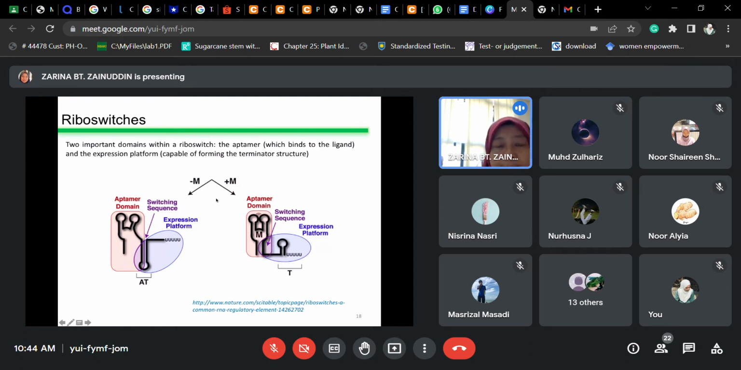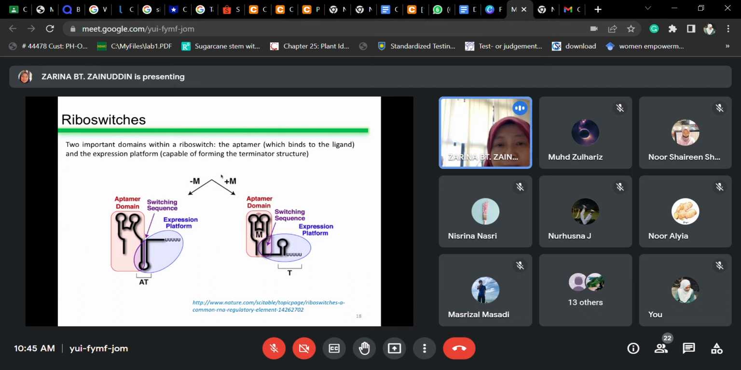So imagine in the riboswitch, it has the first domain, which we call the aptamer, and then another part we call the expression platform. This aptamer domain is where the ligand will bind. This M here represents the metabolite, the ligand. So the aptamer part is where the ligand will bind, while the expression platform is capable of changing the structure to a terminator or anti-terminator structure.